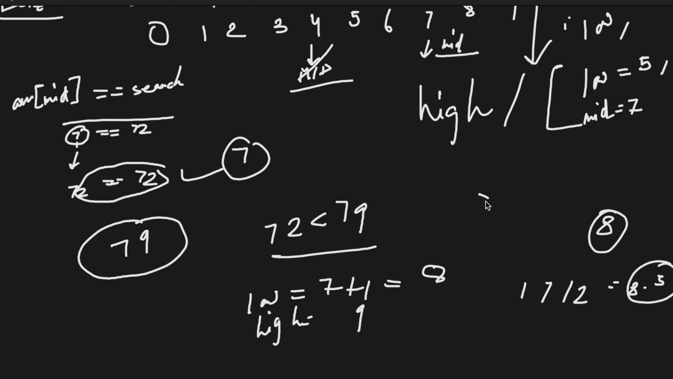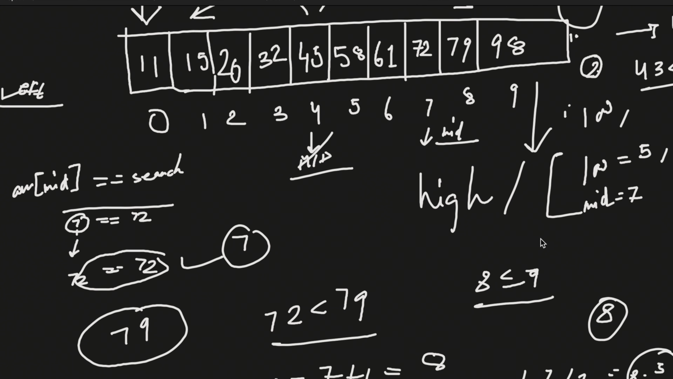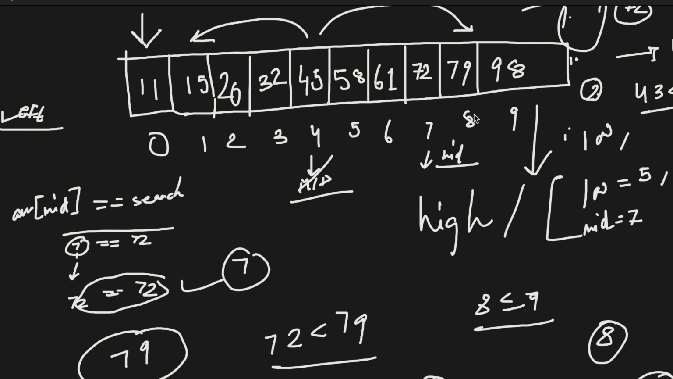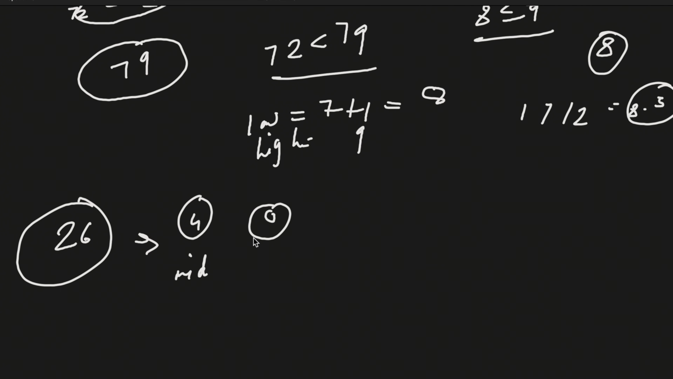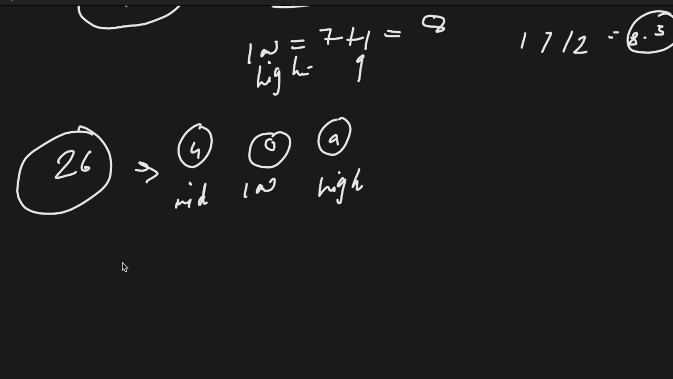And in the first condition, the while loop, we see 8 is less than 9. So we enter the loop again. Now I see my mid is 8, and I can also see it matches the element. So it returns the 8th index. In any case, let's suppose I am going with the search element as 26 and my mid initially at 4, low at 0, and high at 9.